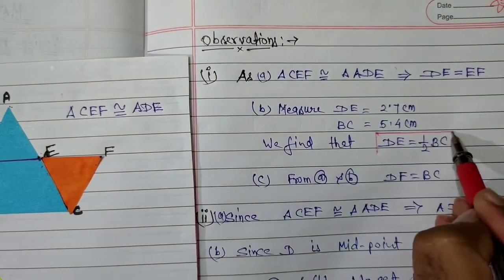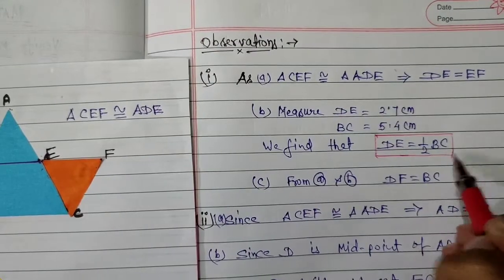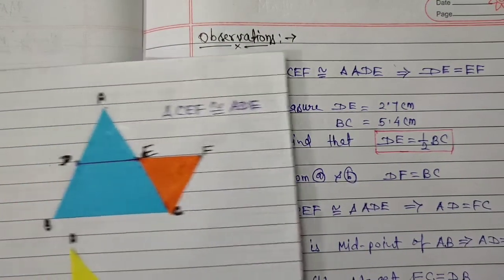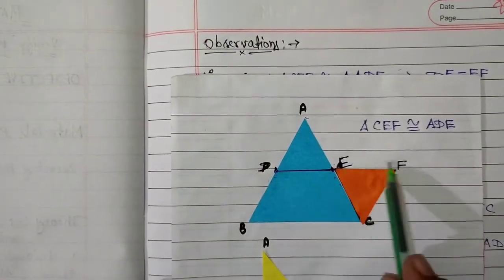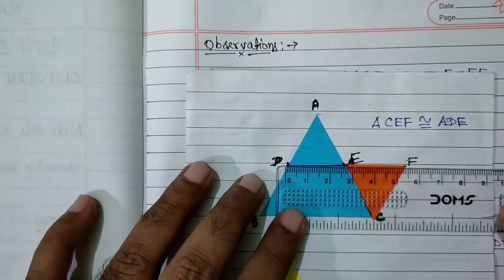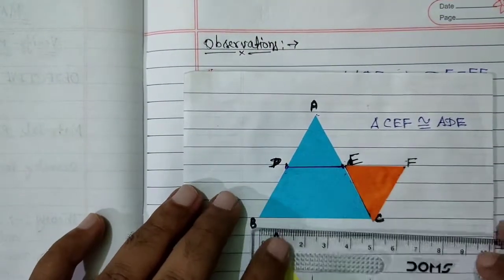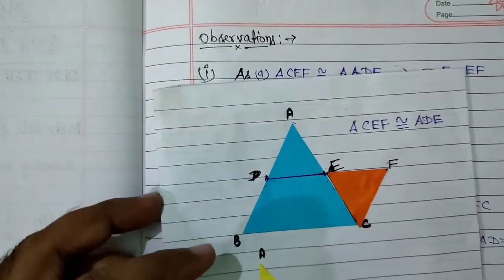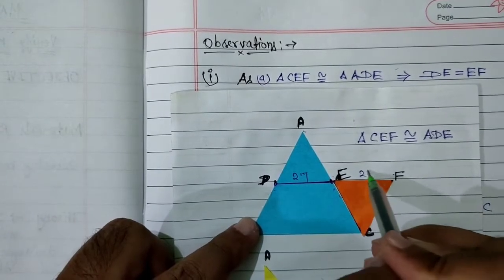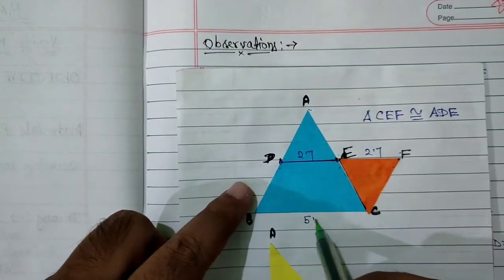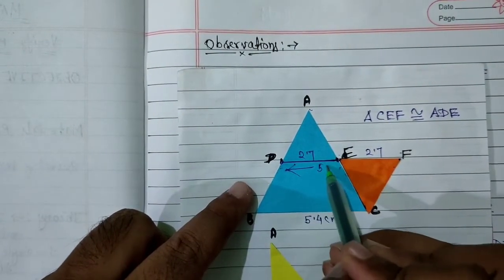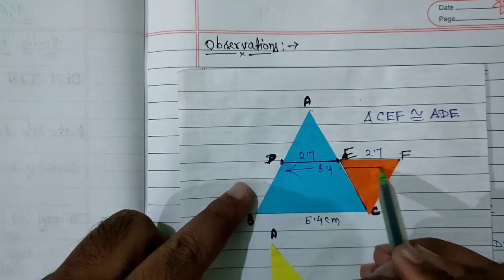This is the midpoint theorem. Says, and DF is equal to BC. DF is equal to BC, as you can see here. This is 5.4 and similarly BC was already 5.4. This is 2.7, 2.7, 5.4 and this total is also 5.4 centimeter.